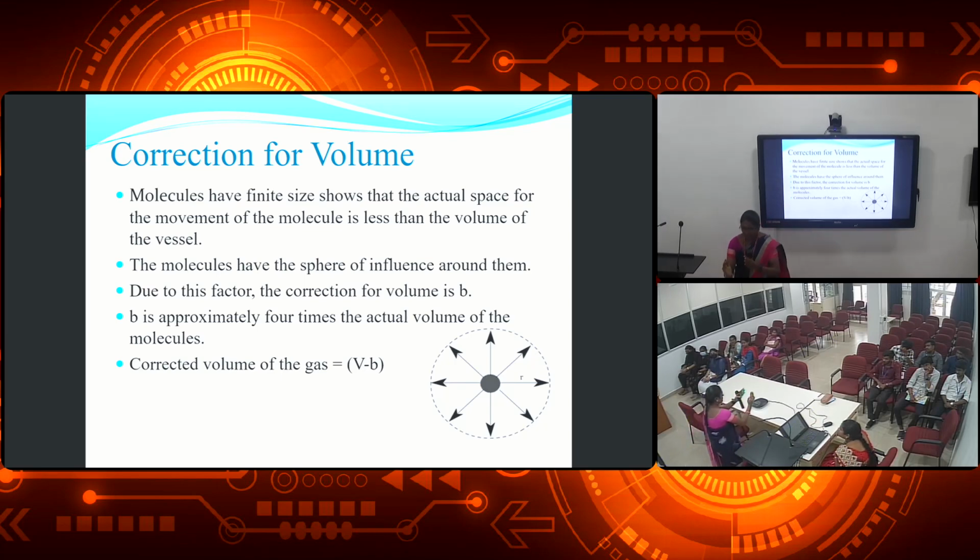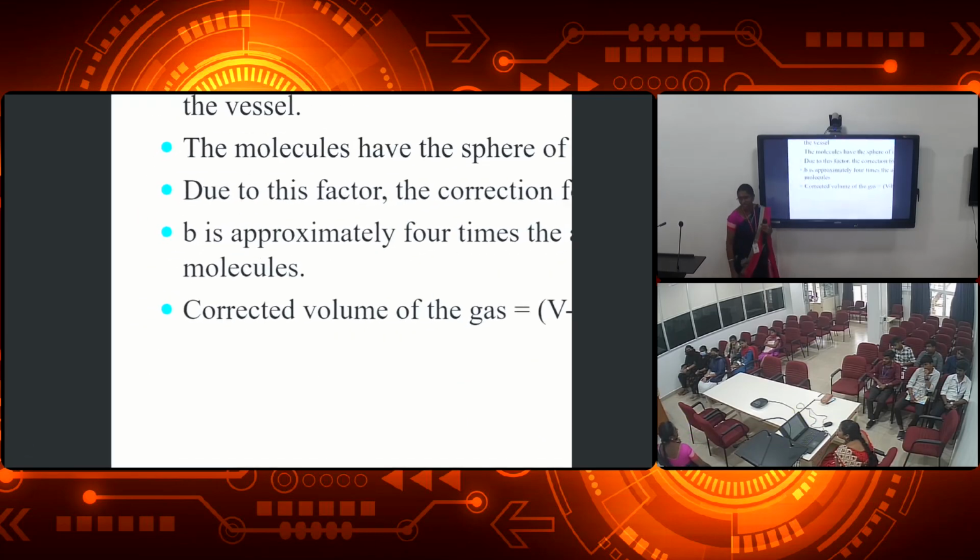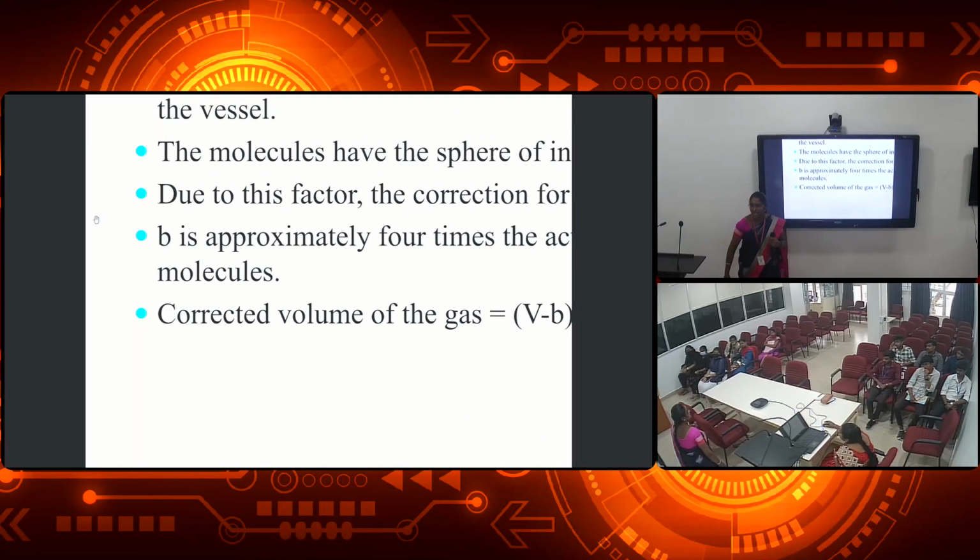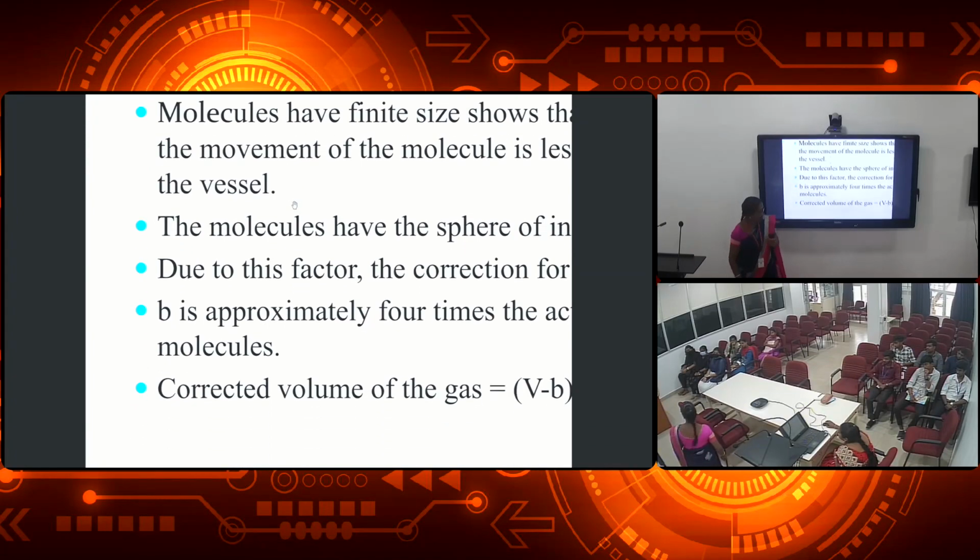Why? When we increase the pressure, the volume decreases. In this case, the movement of the molecules from one place to another should be reduced, because the number of molecules inside the vessel increases. So the corrected volume of the gas is V minus b, where b is 4 times the actual volume of the gas molecules.